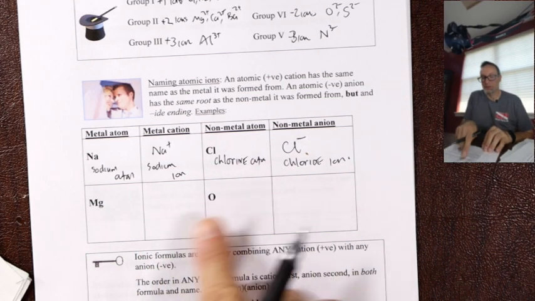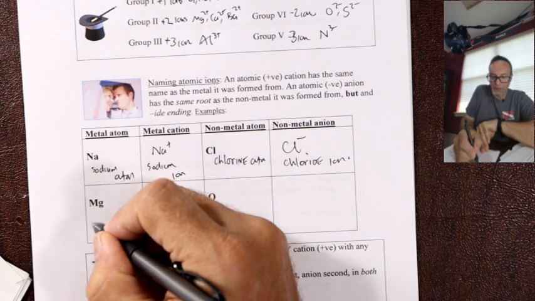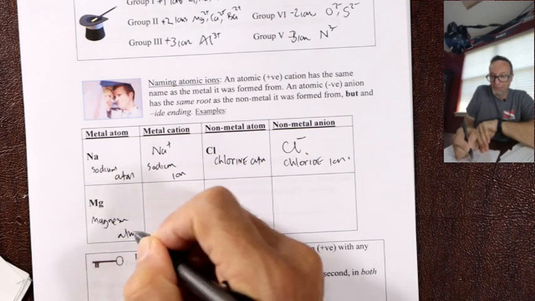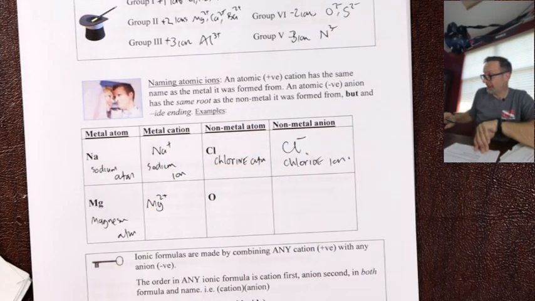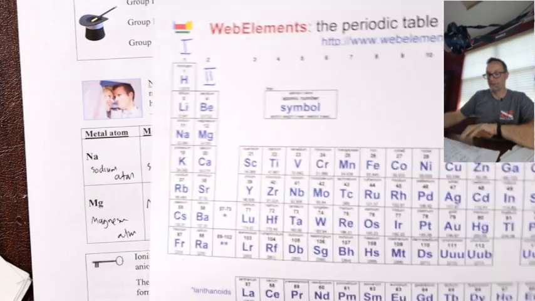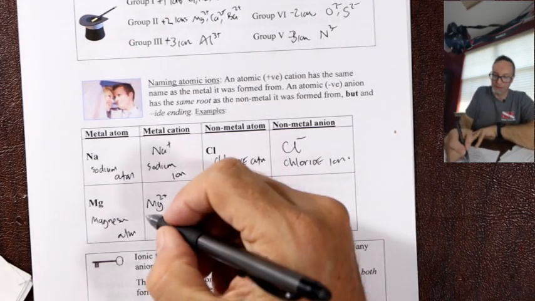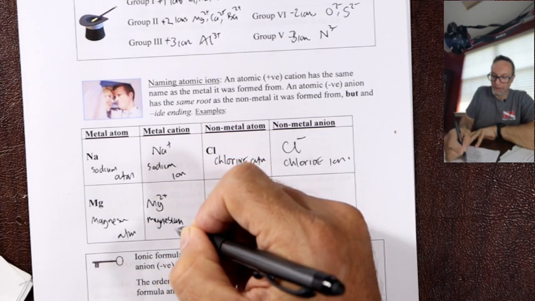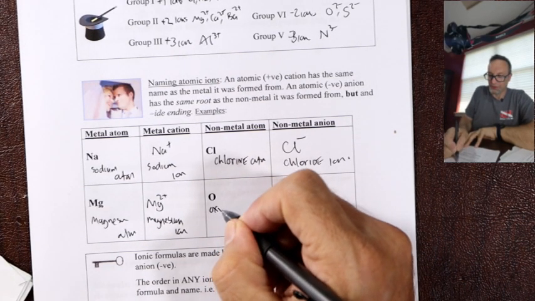So try magnesium and oxygen, atom and ion. Okay, so magnesium atom, group 2 makes +2. Periodic table, always have the periodic table handy, right? So you can kind of look at what column it's in. Okay, magnesium, column 2, +2. All right. Magnesium ion. Oxygen, well, let's just do the atom first.